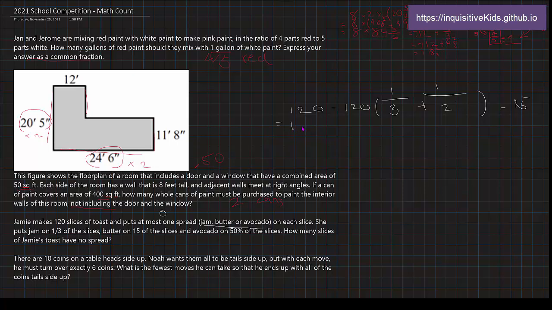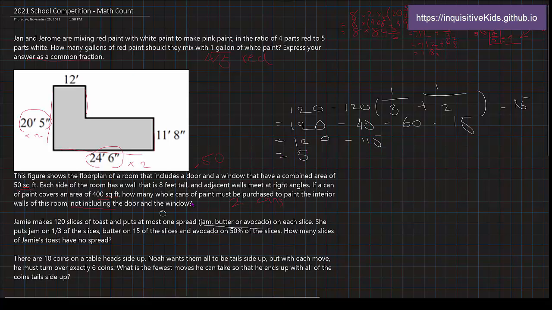So let's do this. 120 minus 120, we can distribute this in. 120 times 1/3, that's 40, minus 120 times 1/2, 60, minus 15. So that's also 120 minus 40, 60, 15. Then we're left with 5 slices of toast. So right here we can write 5 slices, and that's our answer for the third problem. Now we have our final problem.